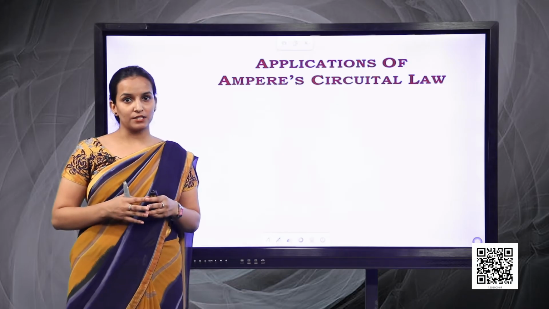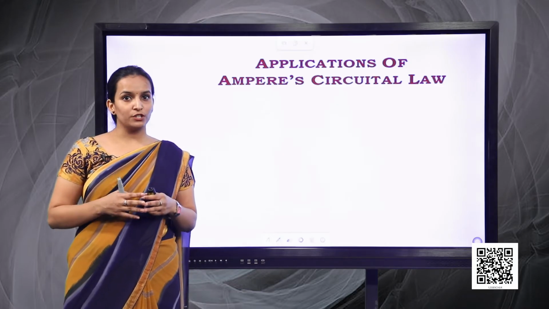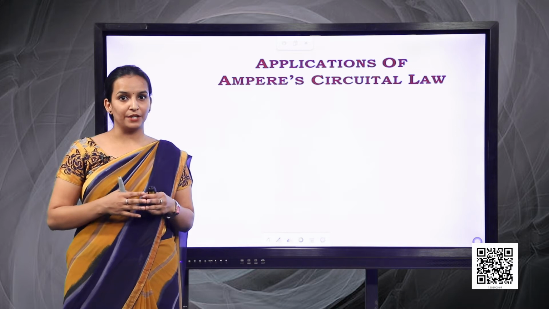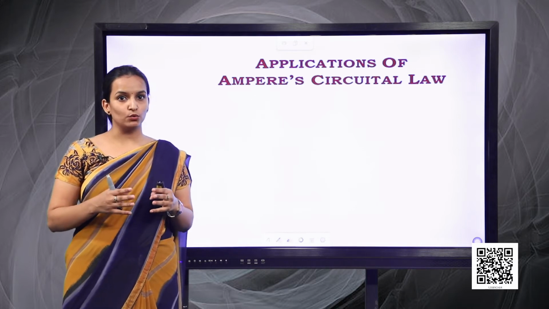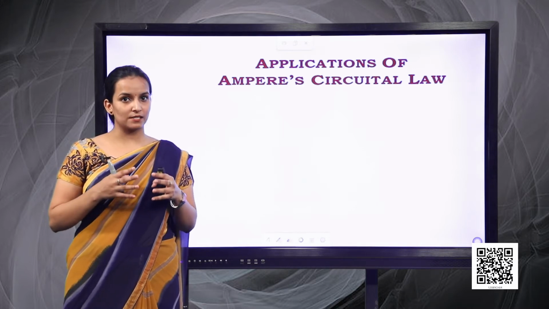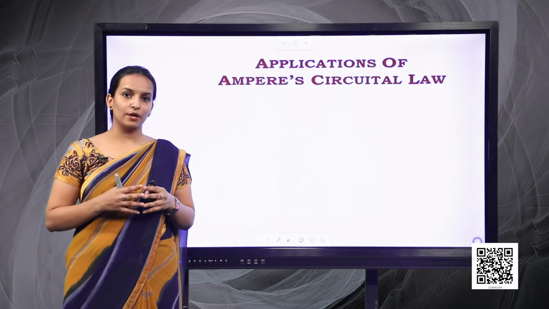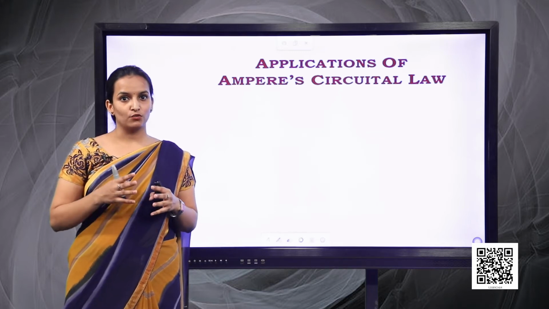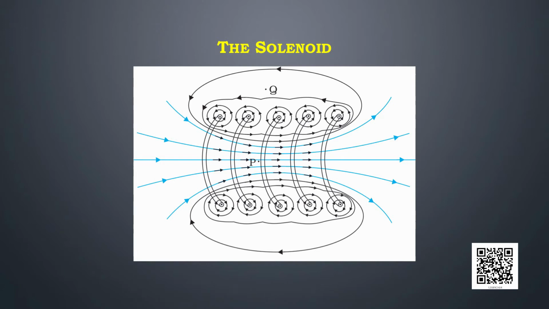In the next part of this program, we are going to calculate the magnetic field produced by two commonly used and very useful magnetic systems, that are the solenoid and the toroid. First, we will start by figuring out the magnetic field of the solenoid.